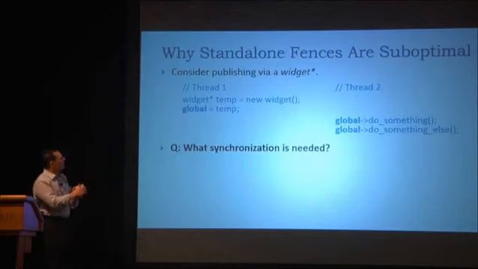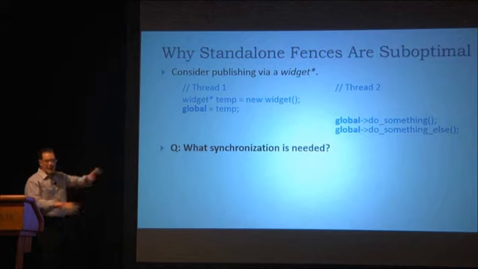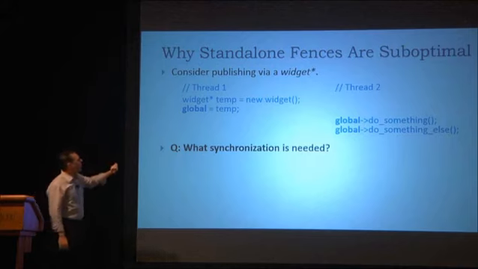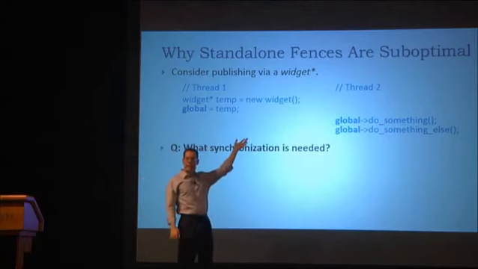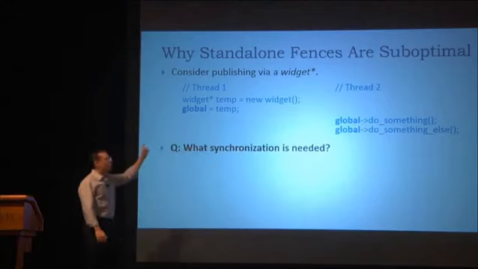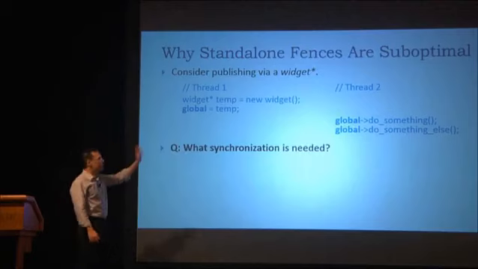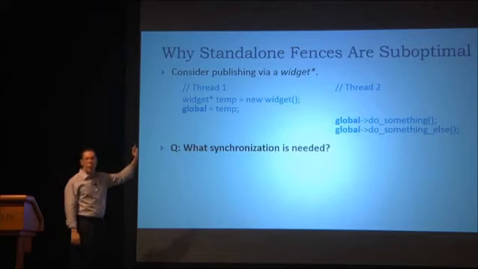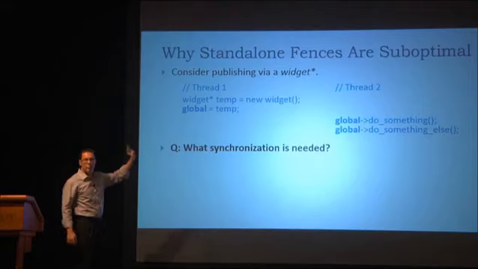So let's consider an example. Let's say I have thread 1, and here on thread 1, I allocate and construct a new widget. I assign it to a local temp variable, widget star temp equals new widget. Then I set a global variable. This global is atomic, and I set it to the value of temp. So that's a release operation.